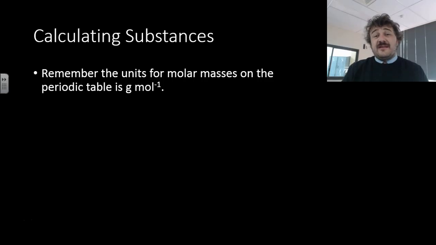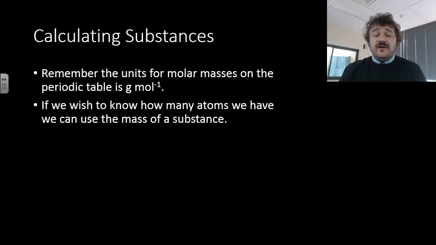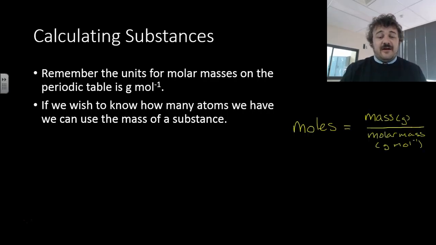Basically, what you need to remember is that the molar mass for something, the unit is grams per mole. And if we want to know how many atoms we have, we can use the mass of it as our guide. Now remember, moles is essentially the number of atoms. It's like a dozen: 1 dozen is 12. If you've got a mole of eggs, you've got 6.022 times 10 to the power of 23 eggs. Okay, so it's how many atoms there are.